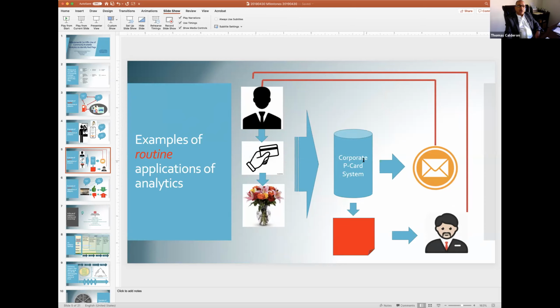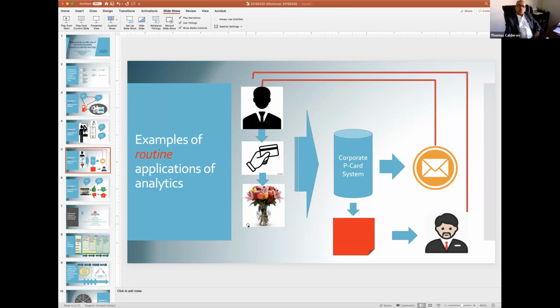Here, you have a corporate P card, basically a credit card that the corporation gives out to facilitate purchasing and payment of expenses by employees who are authorized to make such purchases. So in this particular case, you have an employee with a credit card who goes ahead and purchases flowers using the credit card. Now, at many corporations, and in public entities, the purchase of flowers is a disallowed purchase under normal circumstances.